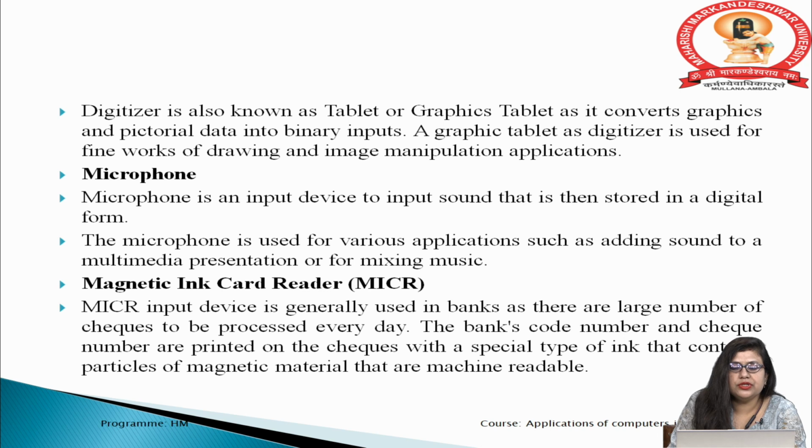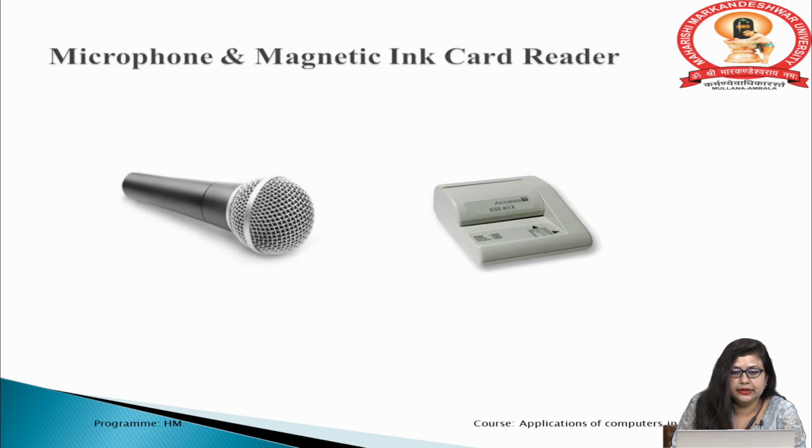form. The microphone is used for various applications such as adding sound to a multimedia presentation or for mixing music. Then comes the magnetic ink character reader, which is also abbreviated as MICR. A magnetic ink character reader is an input device. It is generally used in banks as there are a large number of checks to be processed every day. The bank code number and check numbers are printed on the checks with a special type of ink that contains particles of magnetic material that are machine readable, and they are read with the help of the magnetic ink character reader.